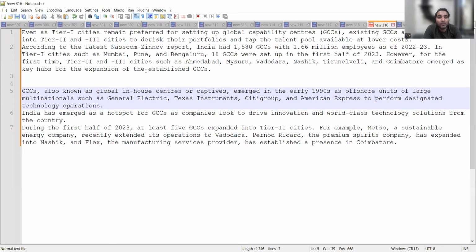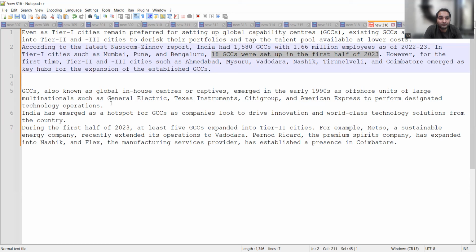If you see, in tier one cities such as Mumbai, Pune, and Bangalore, 18 GCCs were set up in the first half of 2023. However, for the first time, tier two and tier three cities such as Ahmedabad, Mysuru, Vadodara, Nashik, Coimbatore also emerged as key hubs for the expansion of the established GCCs. So GCCs got started in the tier two as well as in tier three cities, right?